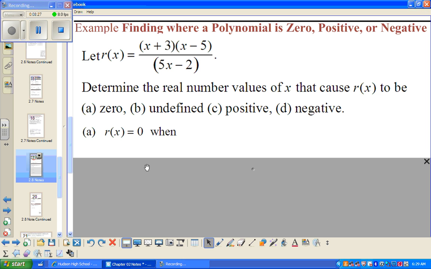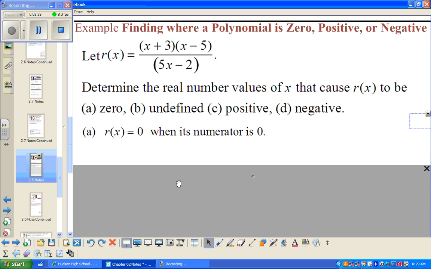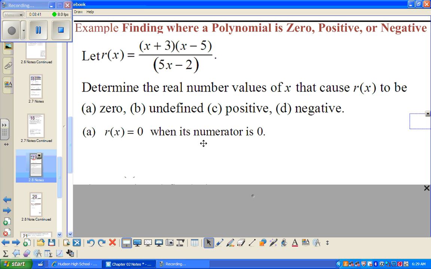So the first part should be easy. When will this function be 0? It'll be 0 when you set the numerator equal to 0. When you set the numerator equal to 0, you basically set each factor equal to 0 and solve. I'll give you a chance to write that down.